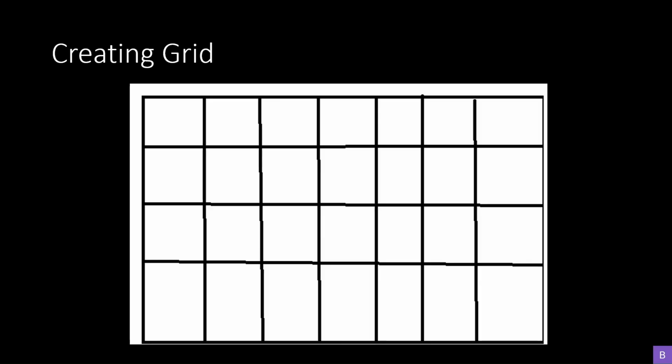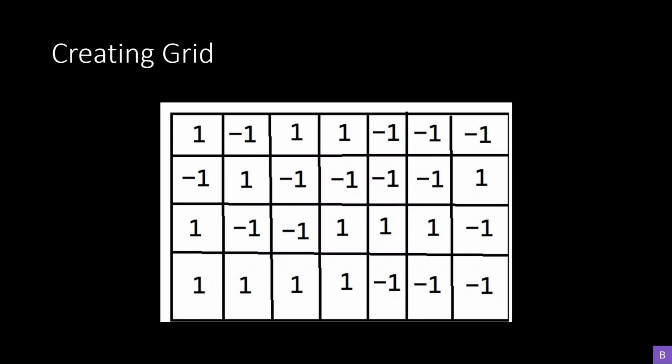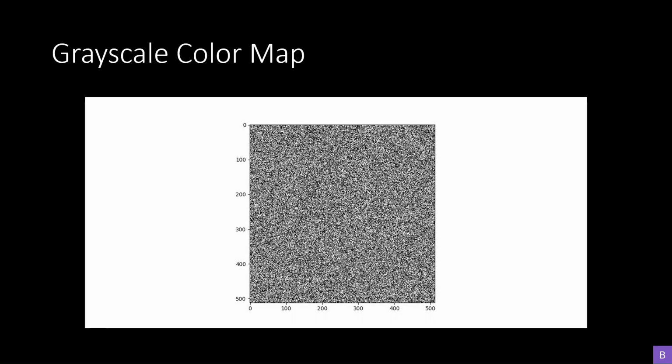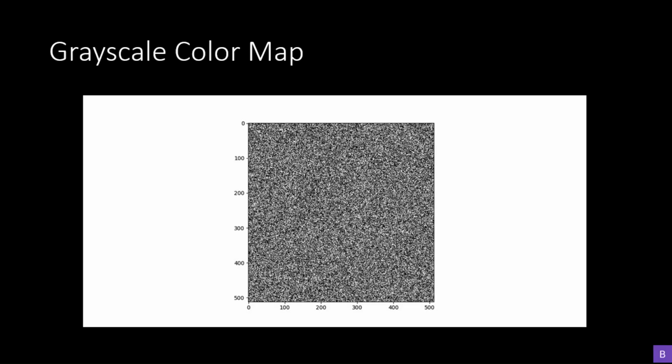First, we'll create a grid that is n units long and n units wide. Now, we'll give every point in the grid a number, either 1 or -1, at random. This will correspond to its spin state, which is either up or down. We can visualize this using a grayscale color map. That is to say that 1 is white while -1 is black.